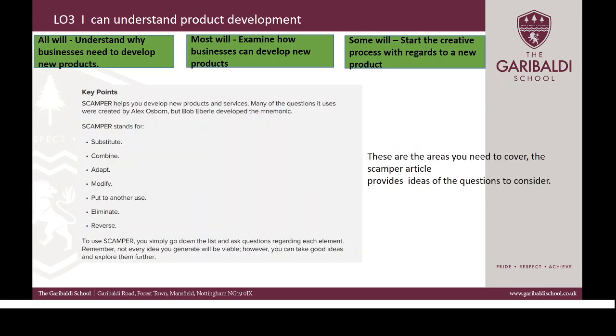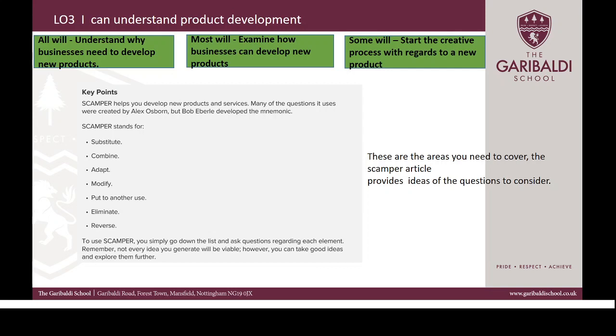To help you with this task and just keep it fresh in your mind, you might want to pause the video on this slide because it's got the key areas that Scamper stands for. So substitute, combine, adapt, modify, put to another use, eliminate, reverse. So to use Scamper, as it says, you simply go down the list and you ask questions regarding each element of the Scamper. Now, Scamper was developed by Alex Osborne. The questions and the mnemonic were developed by Bob Earl.